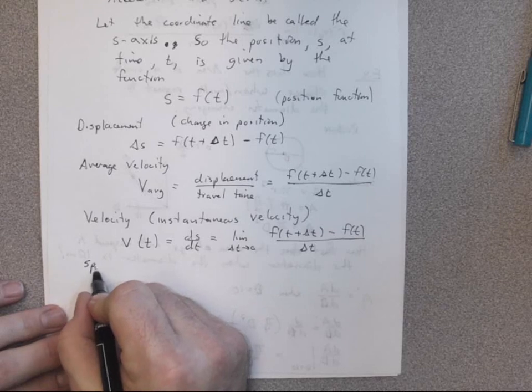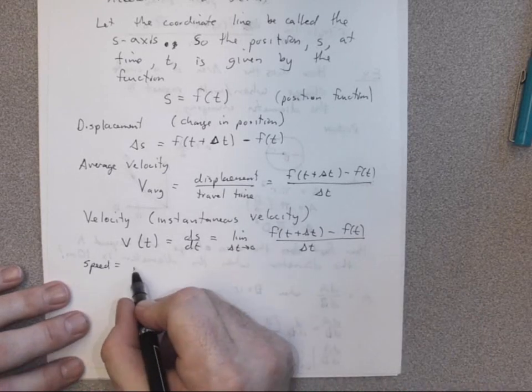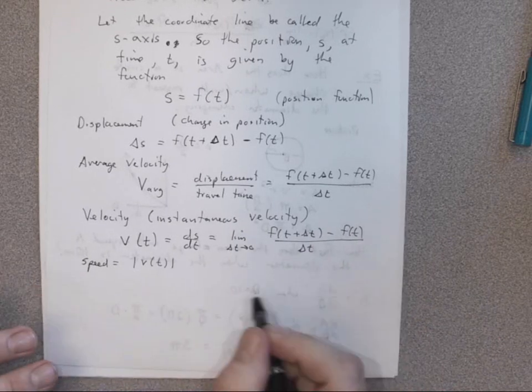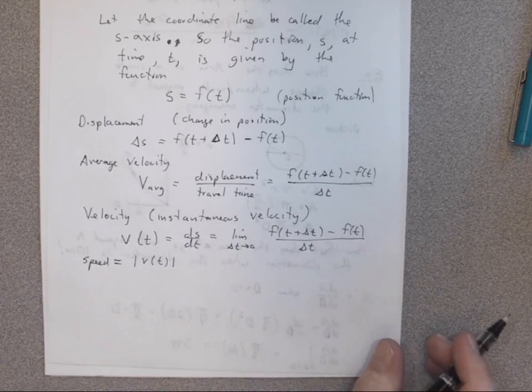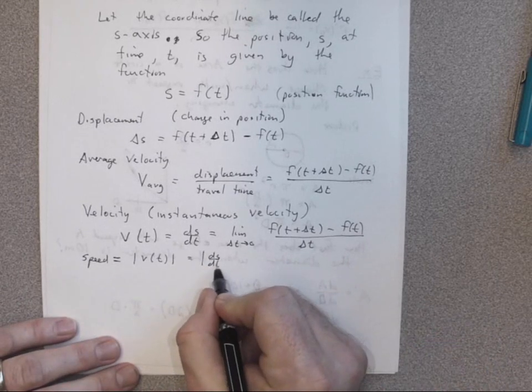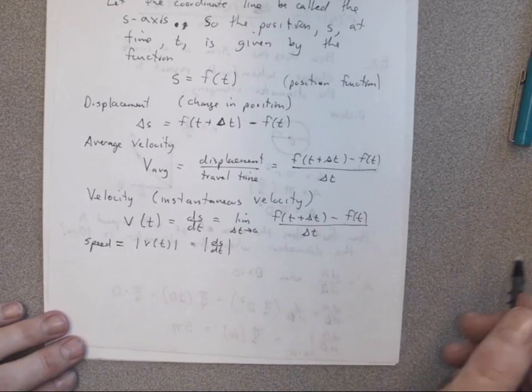Our speed is the magnitude. It's the absolute velocity. This is going to be equal to the absolute value of v at t. So this is the absolute value of the derivative of s with respect to t.